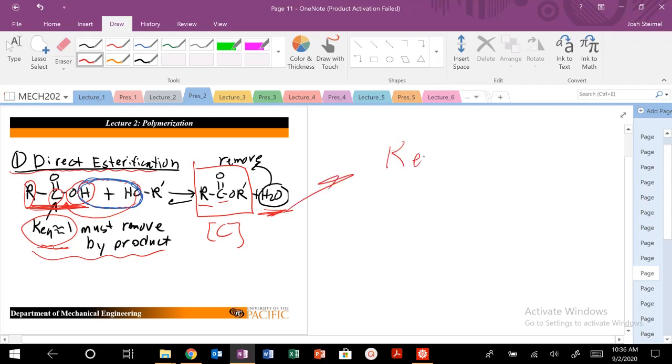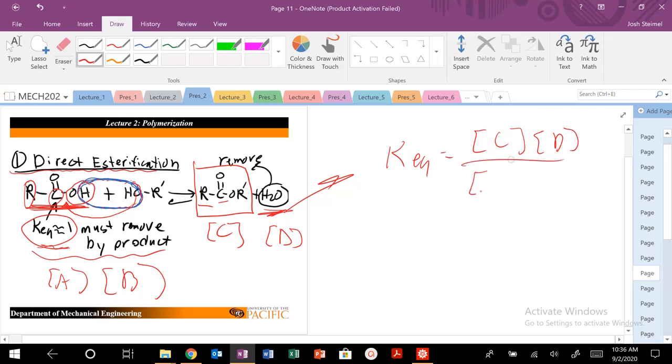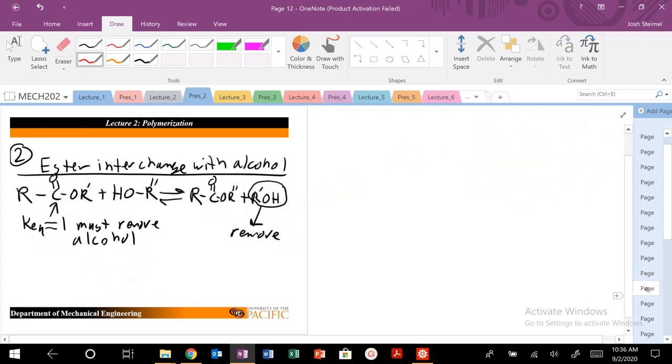Because of our equilibrium constant, basically this is D and this is A and B, we know that K_eq is the concentration of C, concentration of D, over the concentration of A, concentration of B. So if K_eq is 1, the only way we could push this reaction forward and kick this guy out is to maintain this equilibrium constant, so this concentration has to increase. So that's an example of direct esterification, in general.